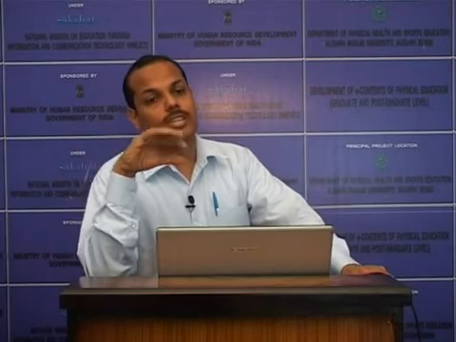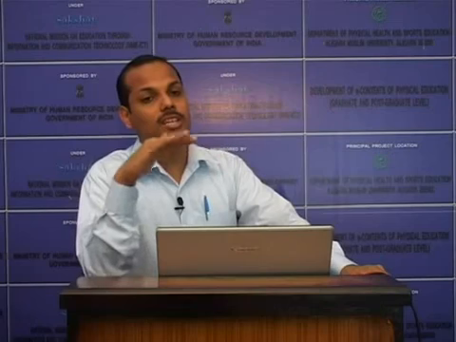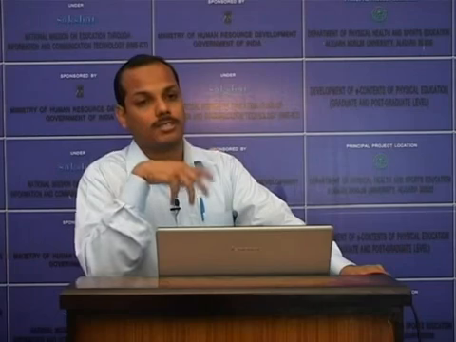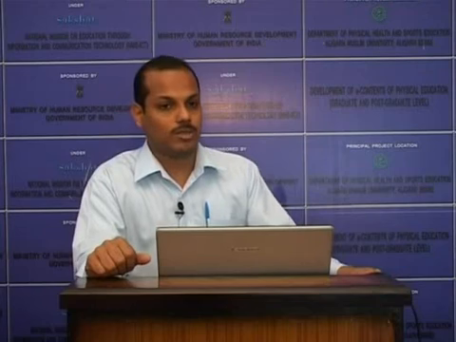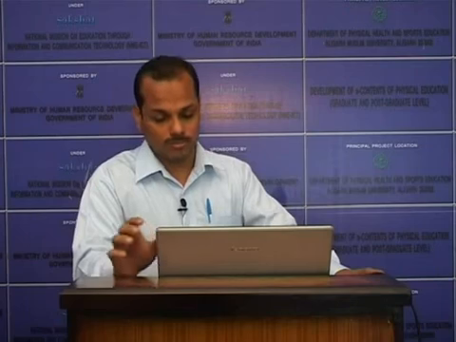So, the pulmonary valve lies between the right ventricle and the pulmonary trunk, and the aortic valve between the left ventricle and the aorta. The main function is to prevent regurgitation, or backward flow of the blood. Unlike the atrioventricular valve, this does not have any muscular support. It has three crescent-shaped cusps, and it is supported like a tripod.